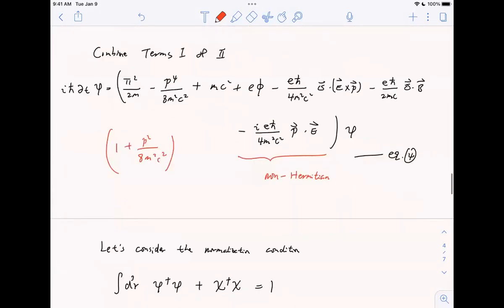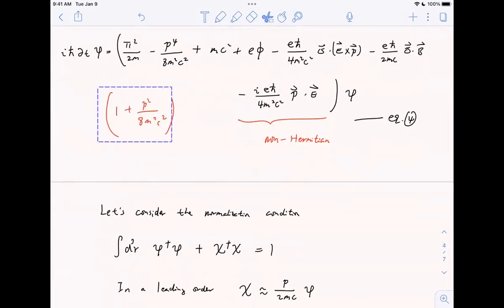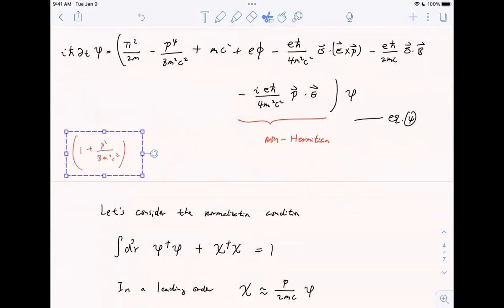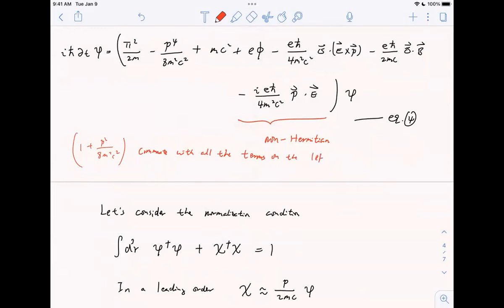So, commute all the terms on the left side to the order of 1 over c squared, except this.